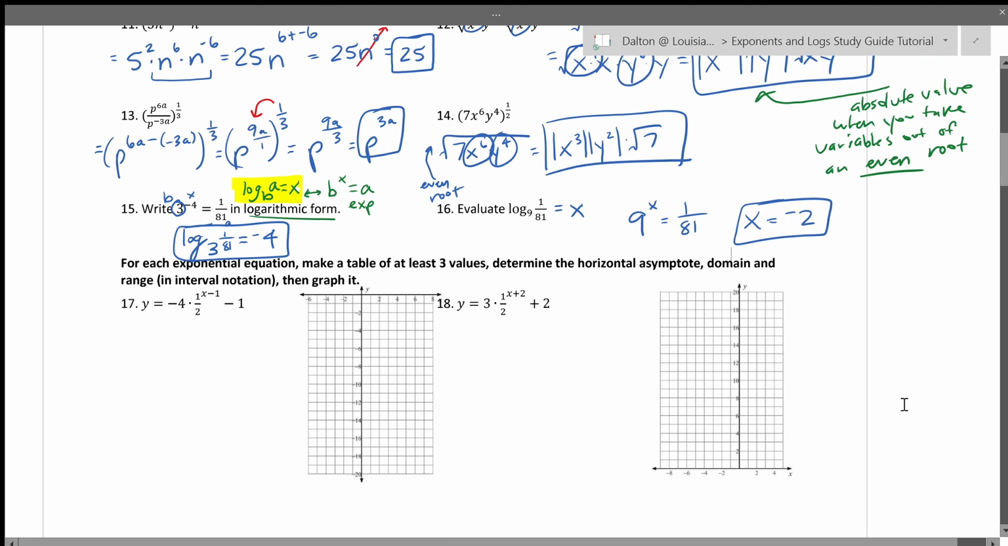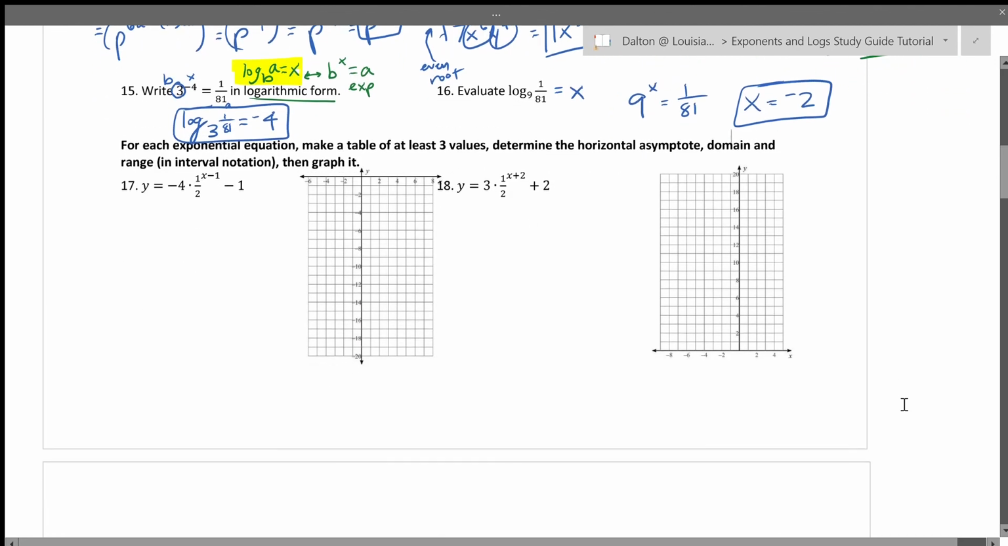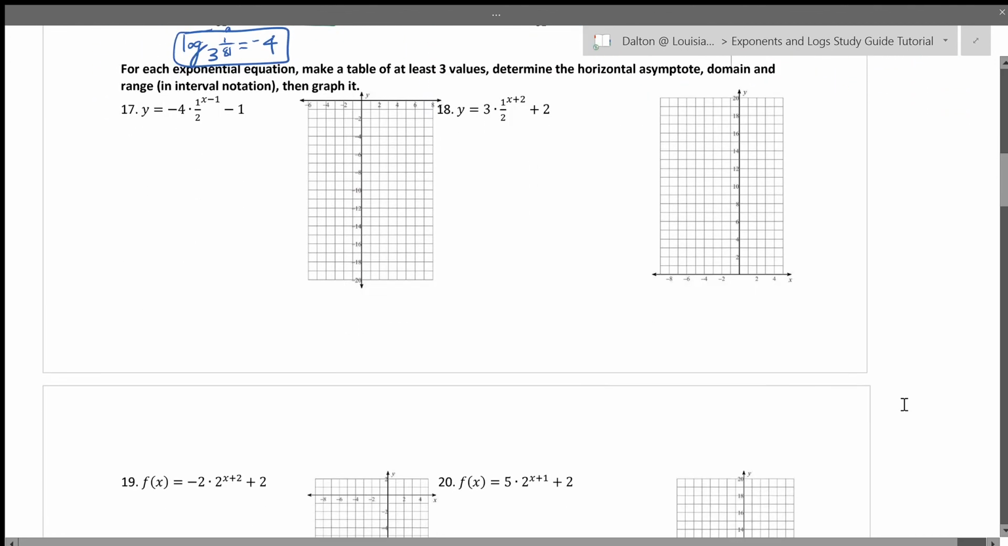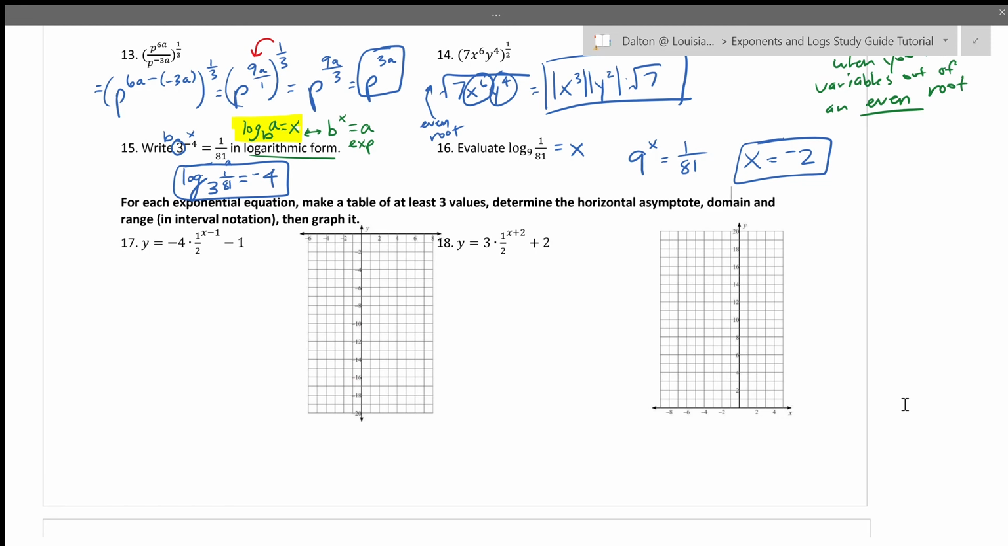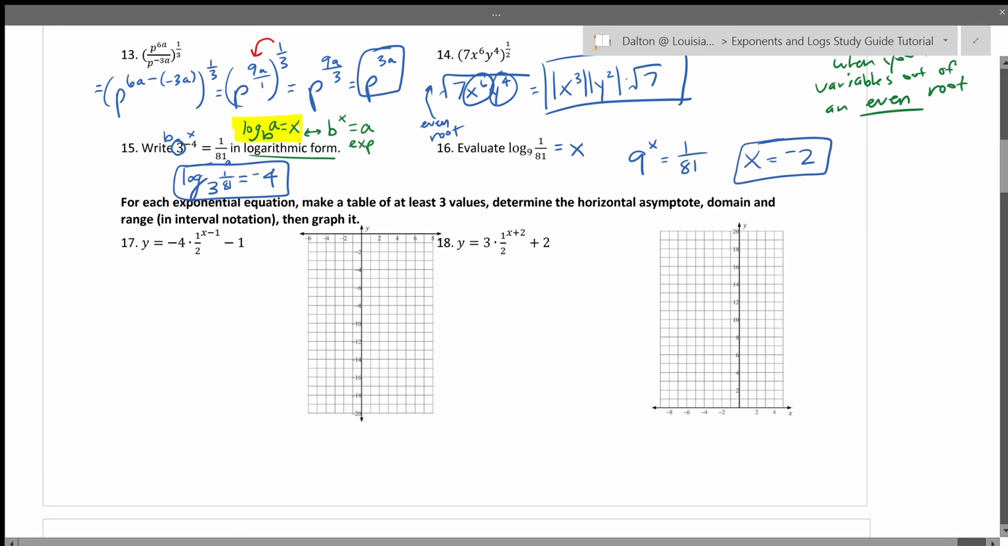For 17 through, and this is going to go on the next page, even though the next page is going to start the next video, 17 through 20 are all about graphing these exponential functions. Again, I ask you to make a table of 3 values, determine the horizontal asymptote, domain, and range, both in interval notation, and then graph it.